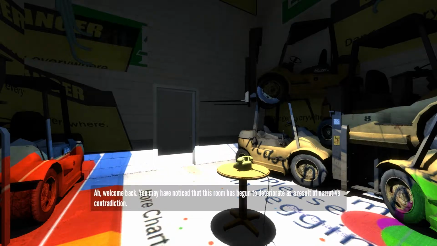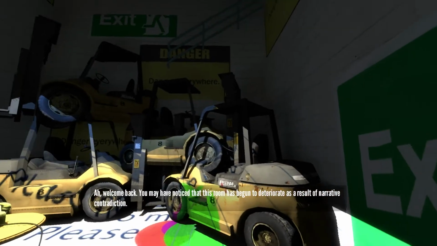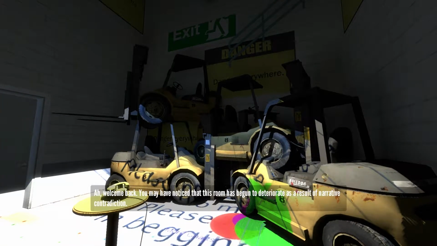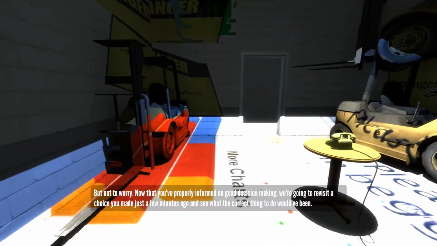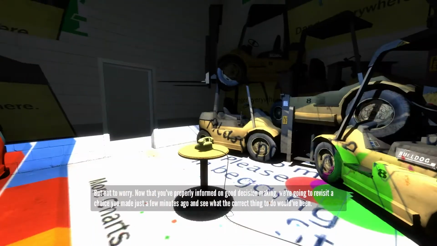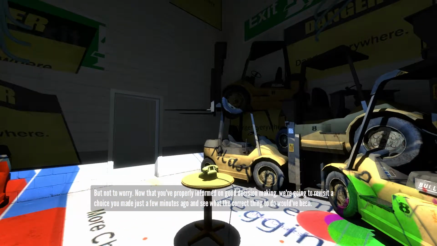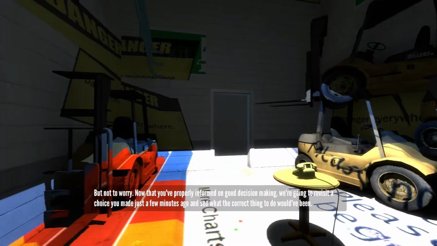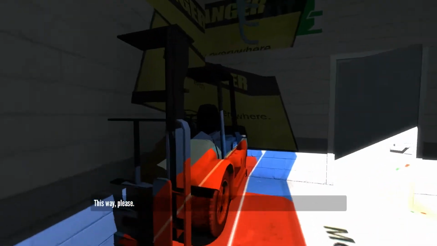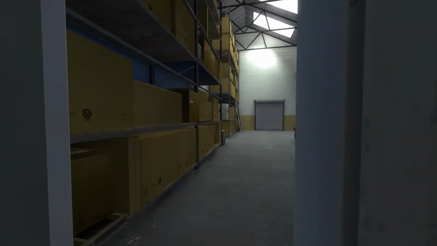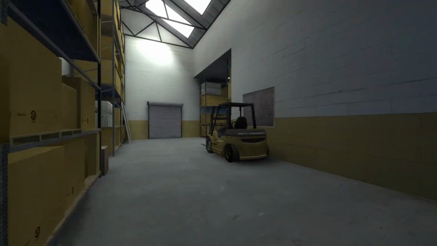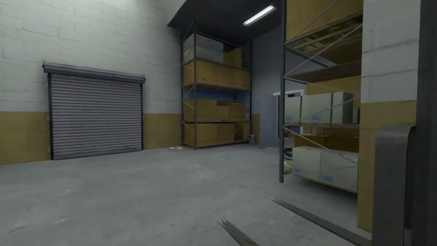Ah, welcome back. You may have noticed that this room has begun to deteriorate as a result of narrative contradiction. But not to worry. Now that you're properly informed on good decision-making, we're going to revisit a choice you made just a few minutes ago and see what the correct thing to do would have been. This way, please. Let us go. Come on, Stanley. Don't get stuck.